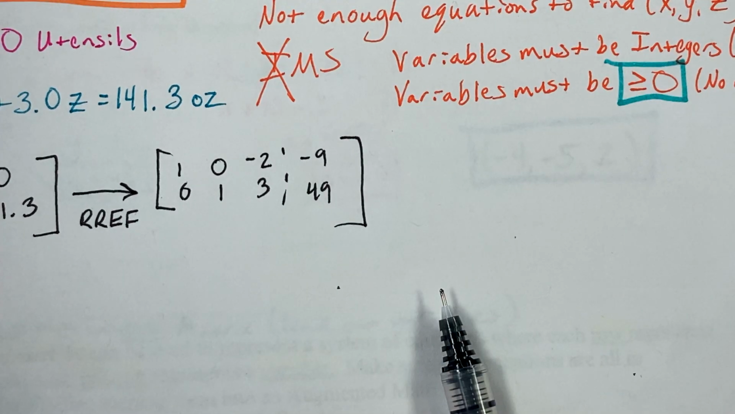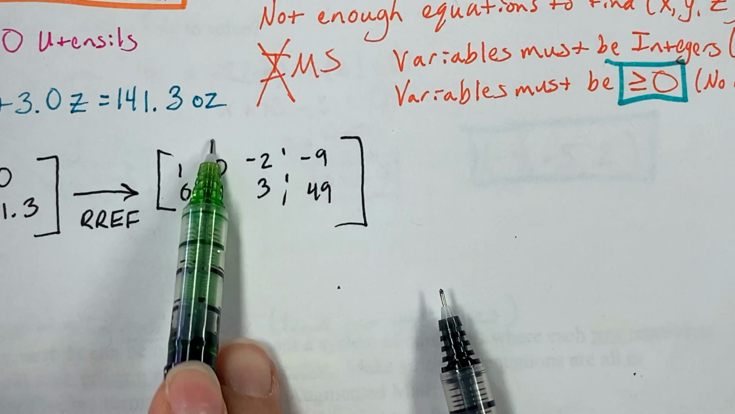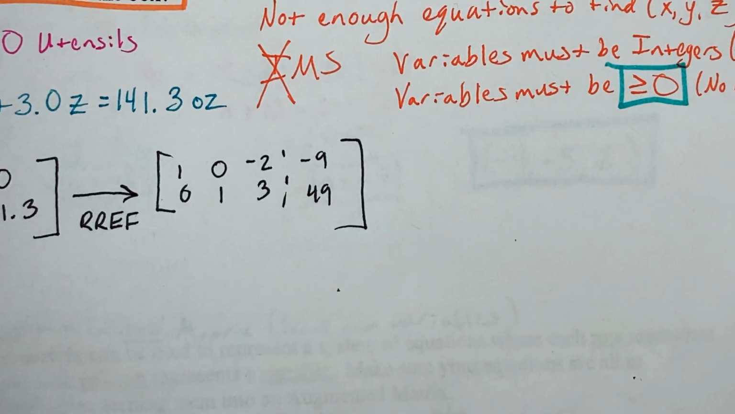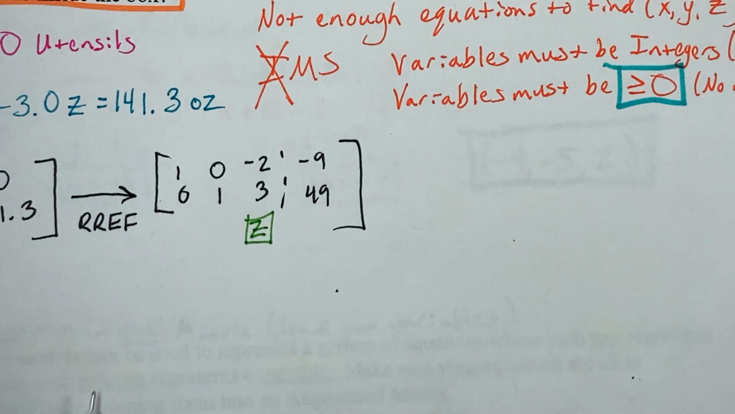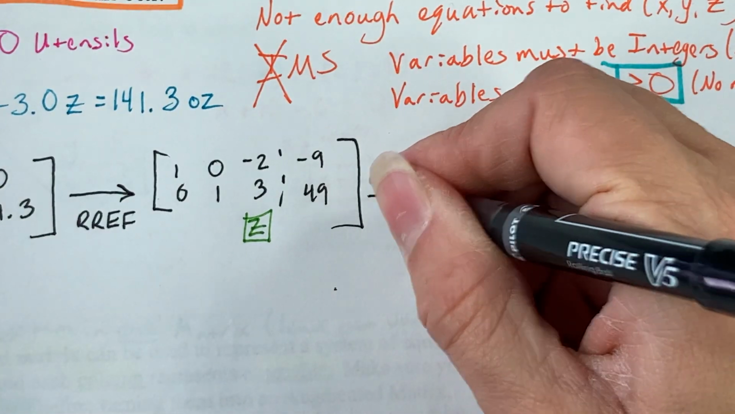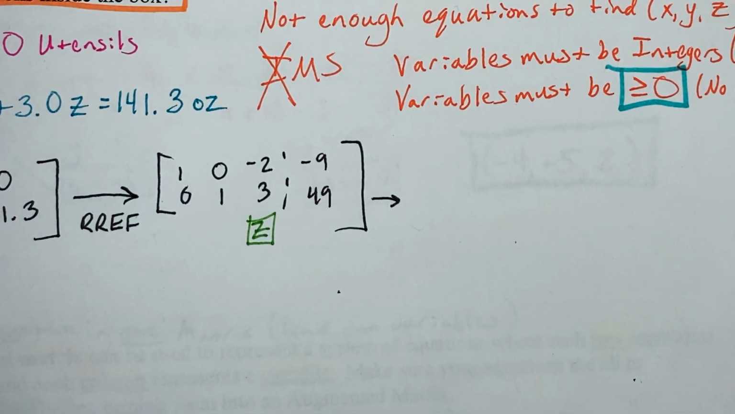So who's going to be our reference variable in this one? Z again, because there's no row for it. Here's my X column. Here's my Y column where I've got my ones. Nothing for Z. So Z is going to be my reference variable. So we want to get expressions for X and Y in terms of Z.